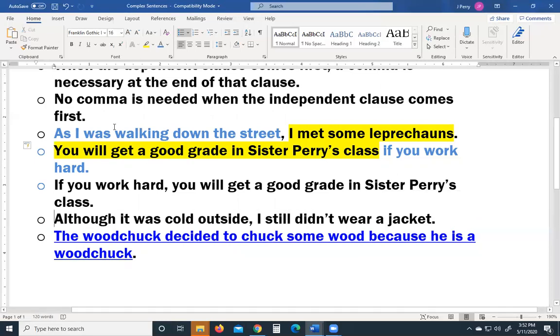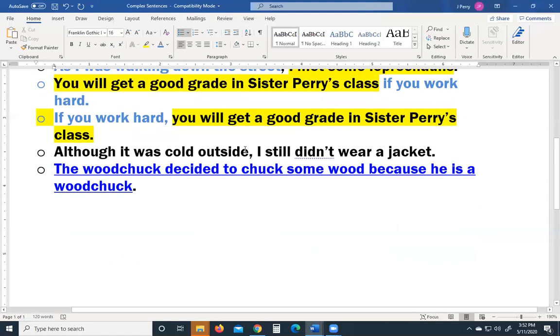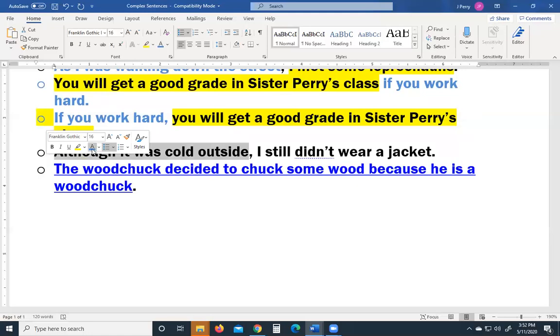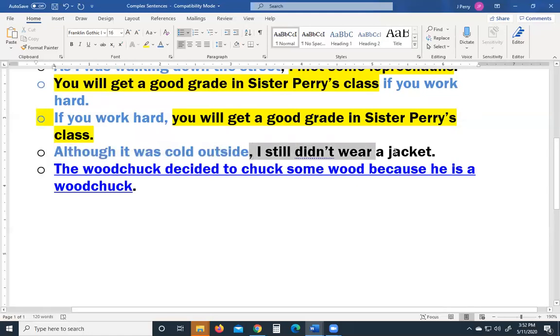And that's true, by the way. If you work hard, you will get a good grade in my class. It's designed to function that way. Although it was cold outside, I still didn't, that's dependent, I still didn't wear a jacket, independent.